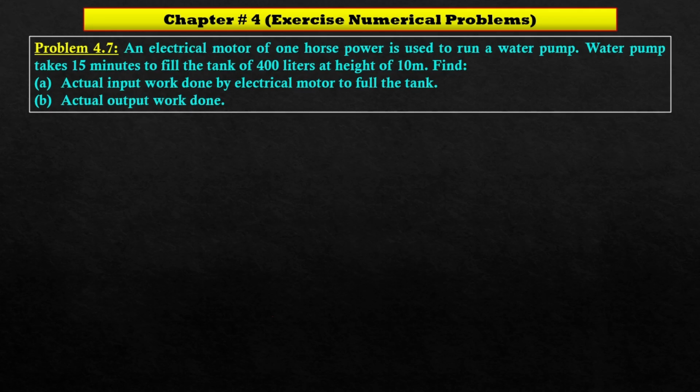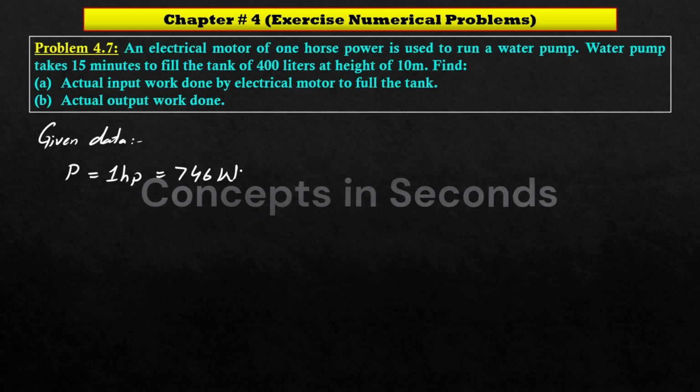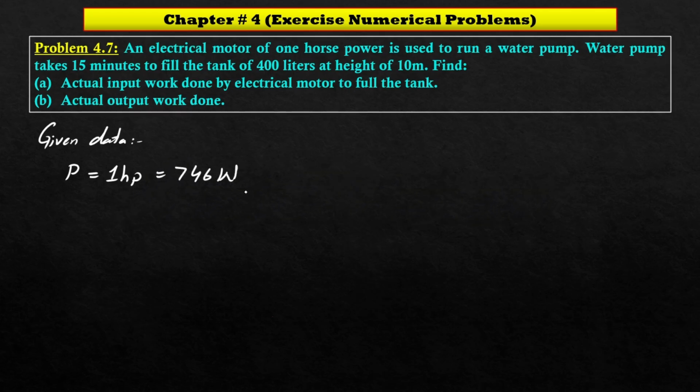Numerical number 4.7. An electrical motor of 1 horsepower is used to run a water pump. The given data is the power of motor is 1 HP, means 1 horsepower, which is equal to 746 watt. The water pump takes 15 minutes to fill the tank of 400 liter at a height of 10 meter. The time taken by the pump to fill the tank is 15 minutes, which is converted into seconds by multiplying it by 60.